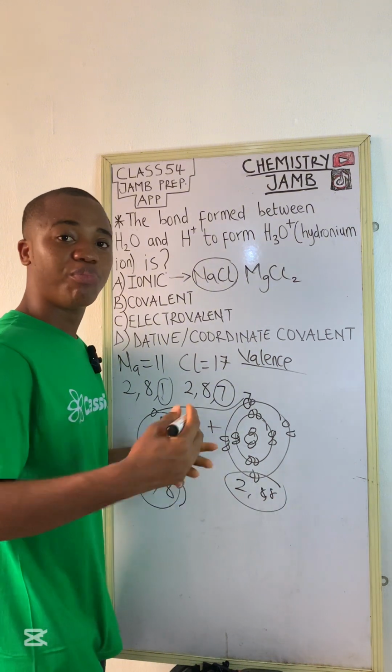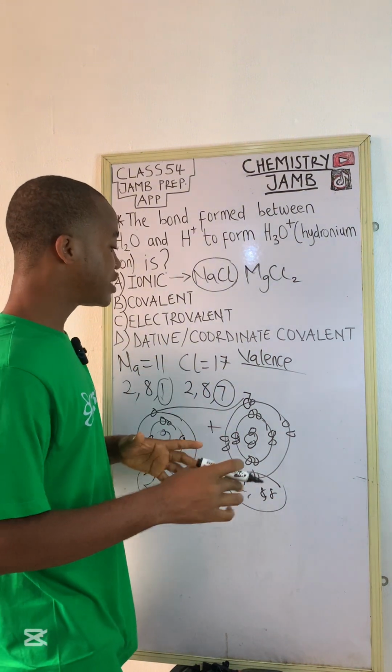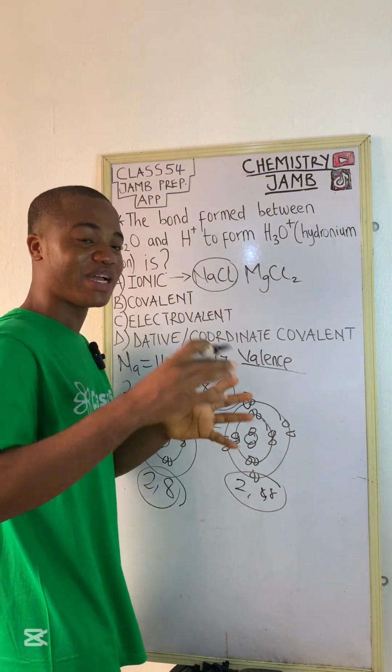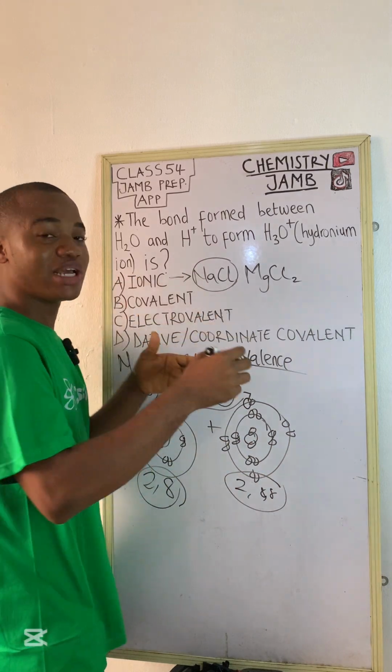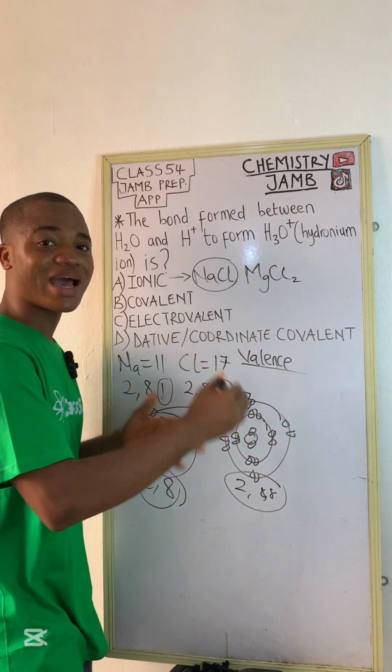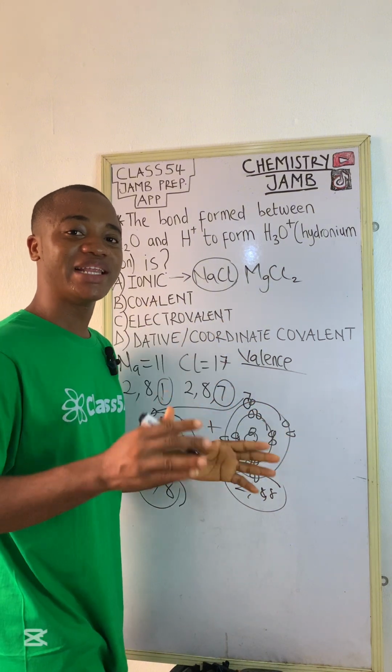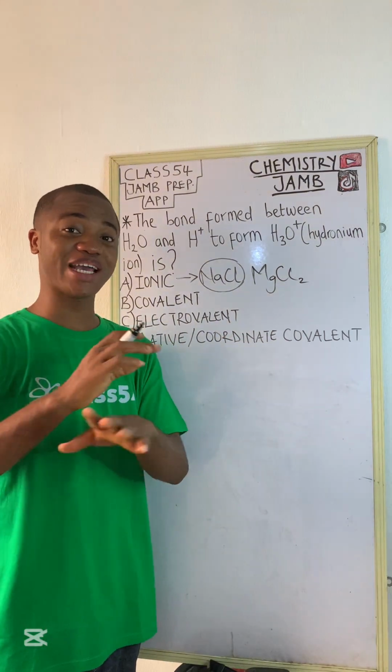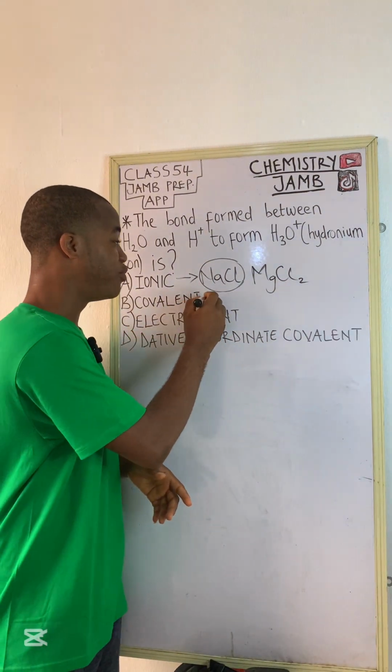Because they are both now stable. You understand? So that is basically the simple explanation of ionic bonding. Ionic bonding deals with total transfer of electron from one atom to another to attain stability. Now let us move to the second option, which is covalent bonding.